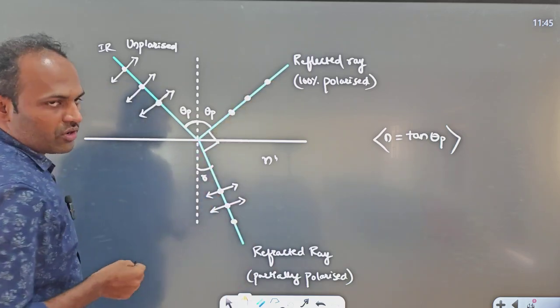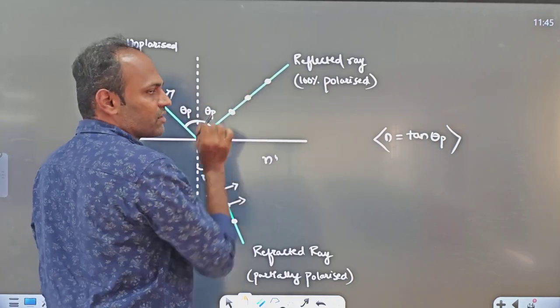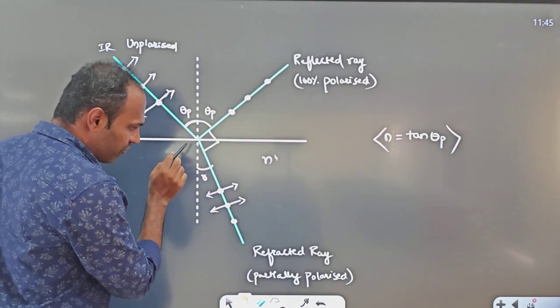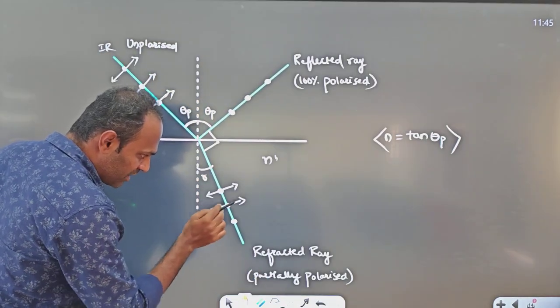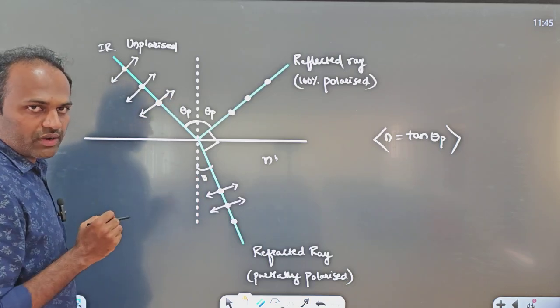See, this is 100% polarized. There are only vibrations which are perpendicular to the plane of the board here. No other type of vibrations are present, correct? But the refracted light ray, it is not completely polarized. It is partially polarized light, right?